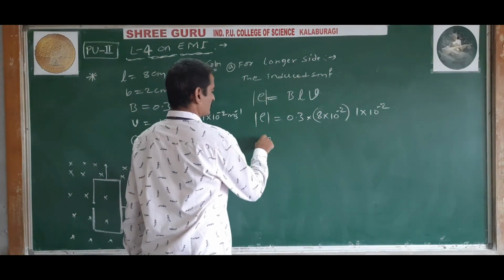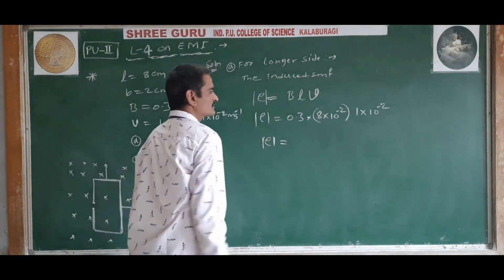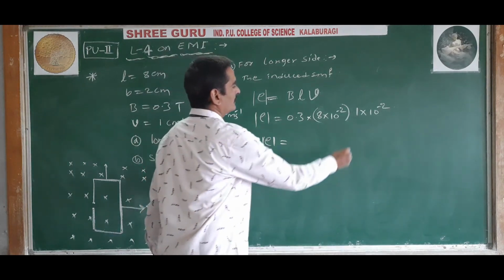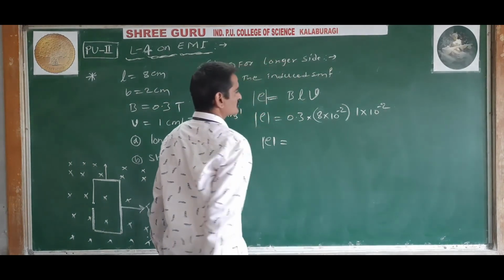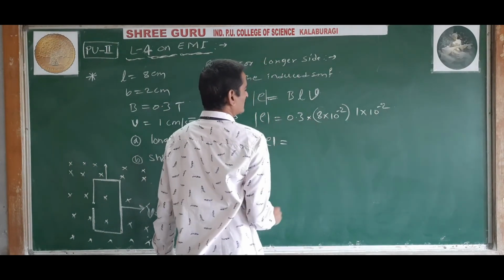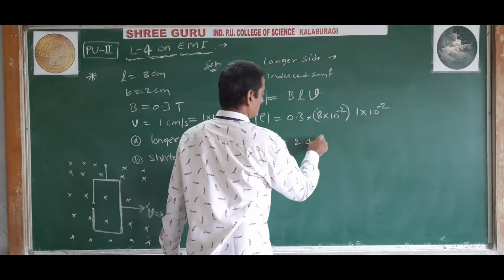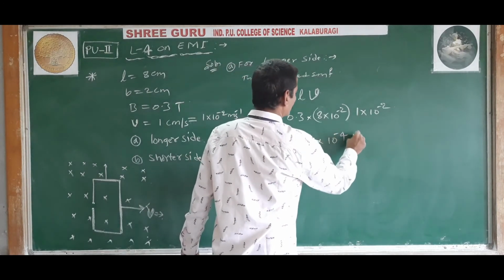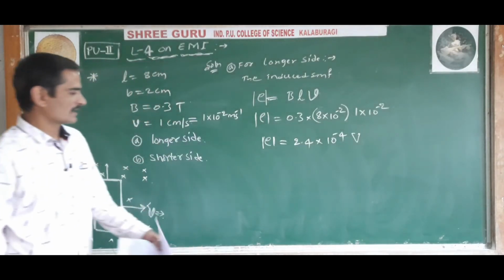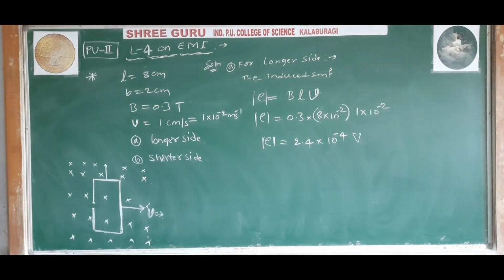So the induced EMF will come out to be how much? 10 to the power minus 2 times 10 to the power minus 2 gives 10 to the power minus 4, and 0.3 into 8 will be 2.4. So 2.4 into 10 to the power minus 4 volt. This will be the induced EMF. Correct? Okay, so this is the induced EMF.